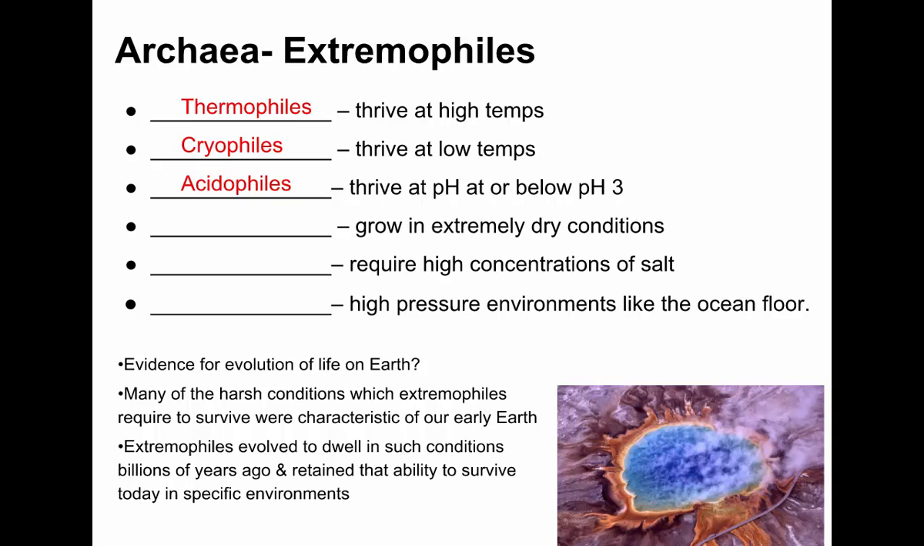Acidophiles can survive very acidic conditions, like acid rain, not lower than acid rain. Xerophiles live in dry conditions. Halophiles live in extremely salt-heavy environments. Organisms that live in high-pressure environments are called barophiles. They live in areas like deep in the ocean floor where there's immense pressure.